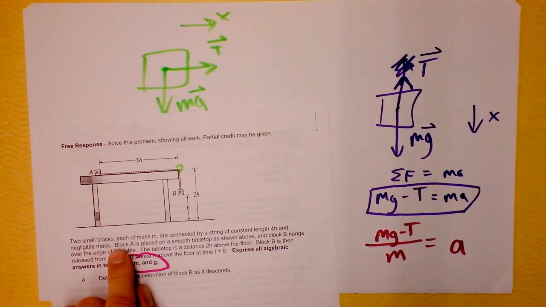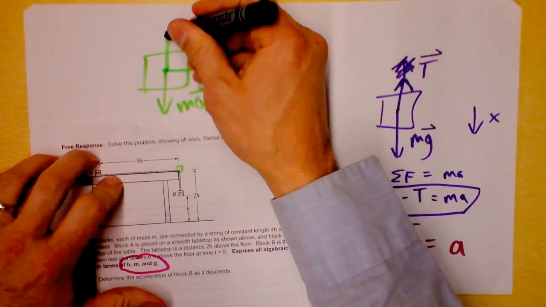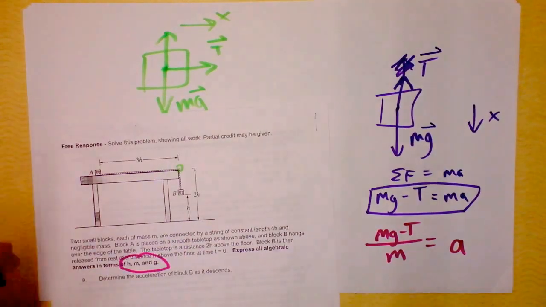I'm reading this. Maybe you guys on the internet didn't read this yet, but it says block A is placed on a smooth tabletop. The tabletop is smooth, it's got no friction. Does it have lard on it? Or normal force? Yeah, it's got lard on it. That's why it says, hey, ladies.